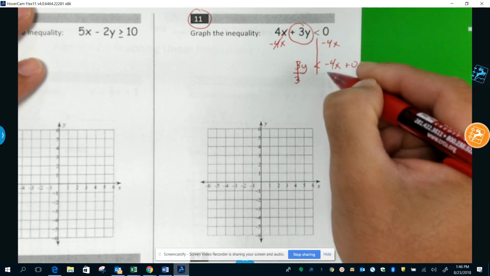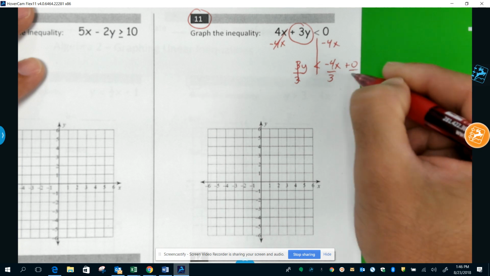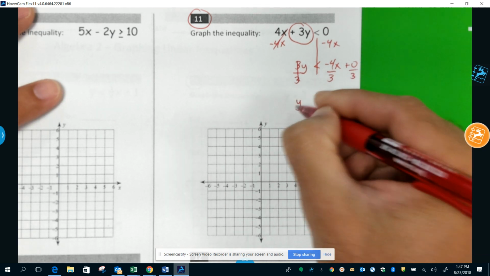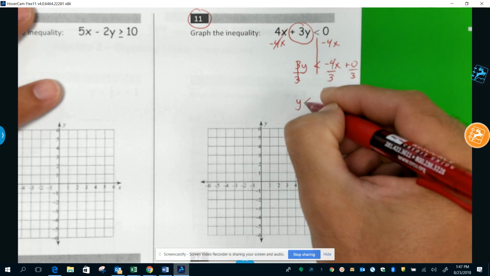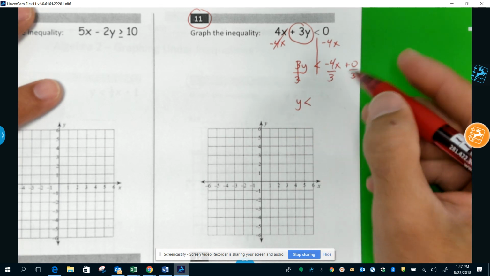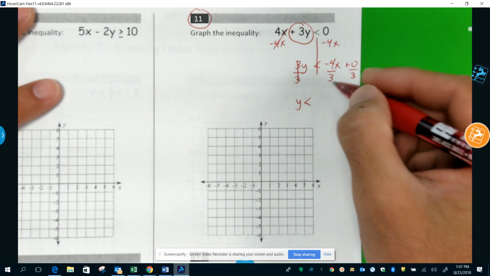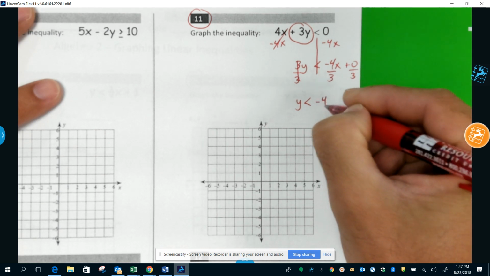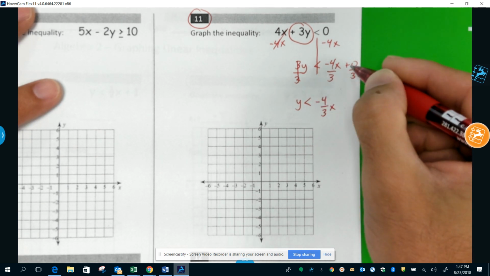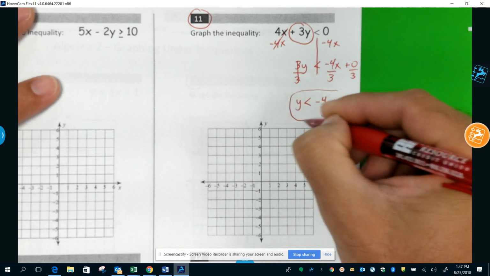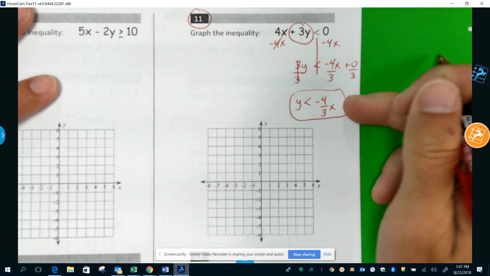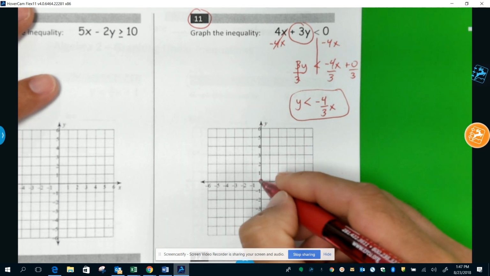Last step, divide by 3. Do I flip my sign when I divide by a positive 3? No. My sign stays the same. It's going to stay less than. Negative 4 divided by 3, that does not reduce, so we'll leave it as negative 4 over 3. And then 0 divided by 3 is just a 0, so I don't really need to put the 0 there. But if there's no y-intercept at the end, I should understand that it's a 0.